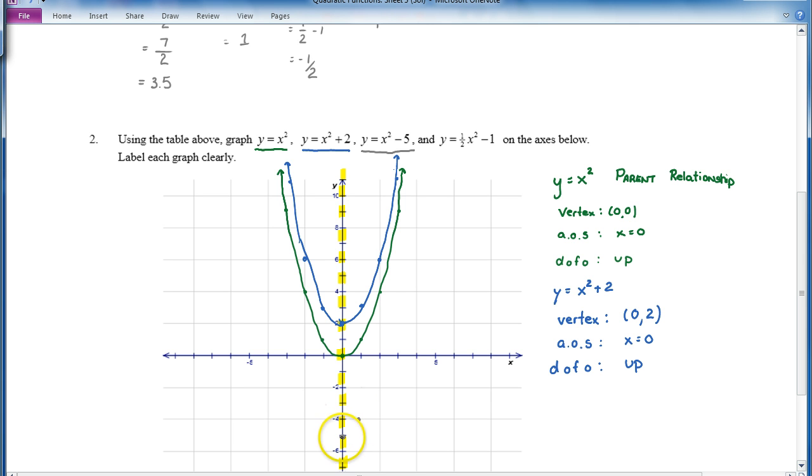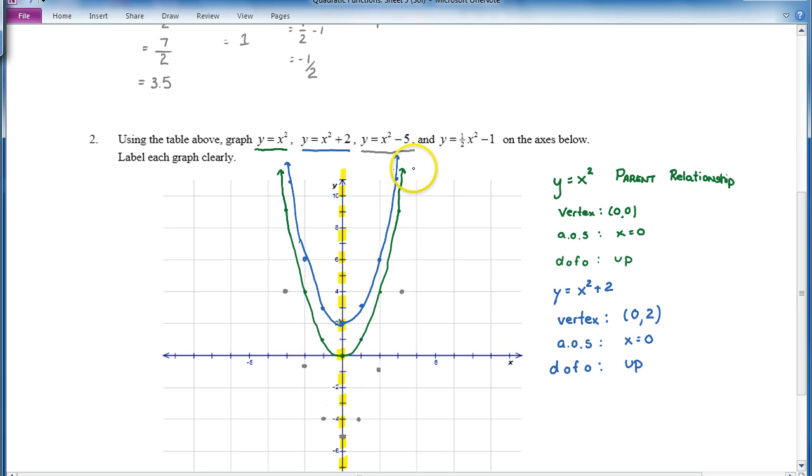So over 1 up 1, over 2 up 4, over 3 up 9, 1, 2, 3, 4, 5, 6, 7, 8, 9. I can just come across, I can read that. And now I've transposed all the different points on my parent graph.